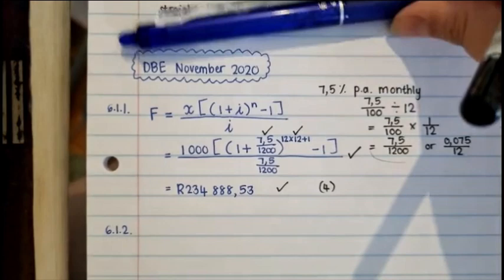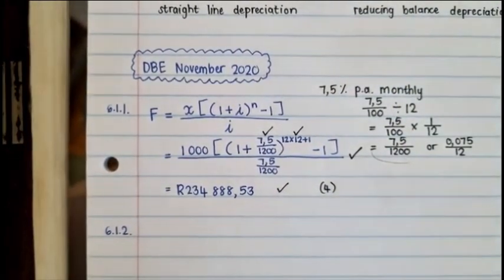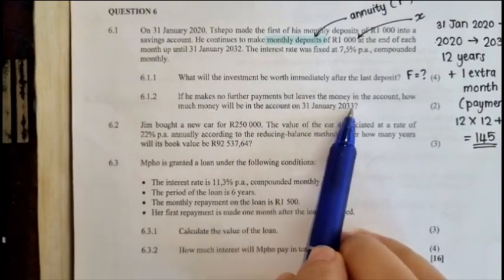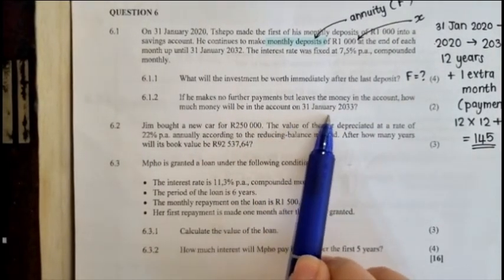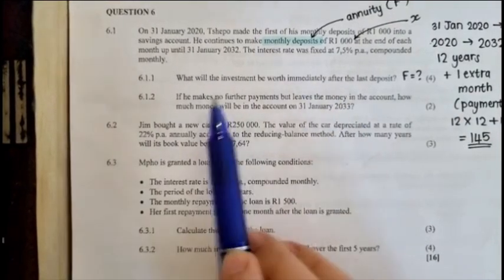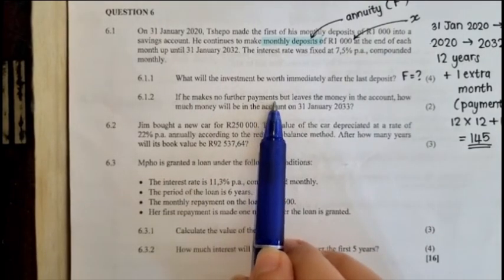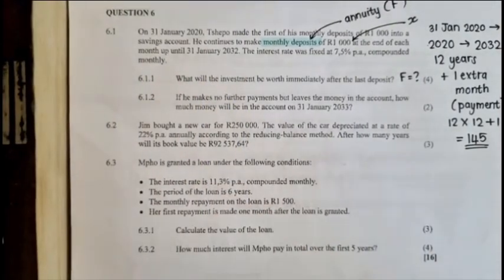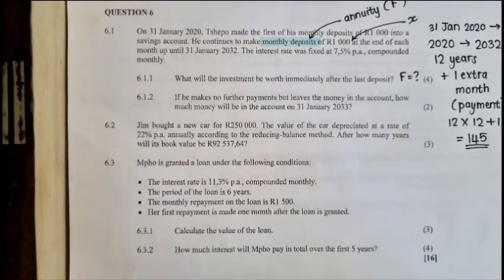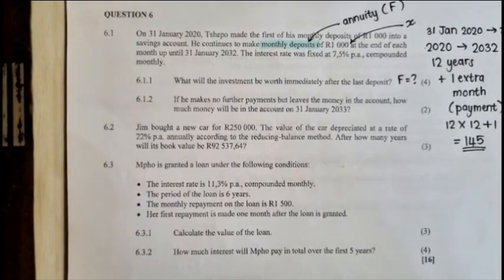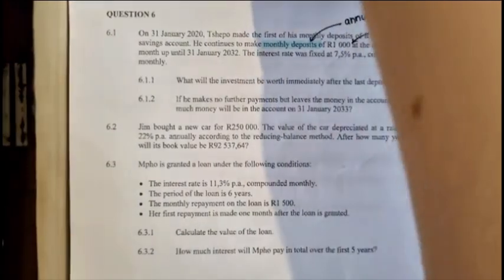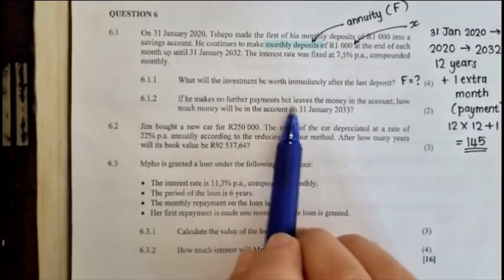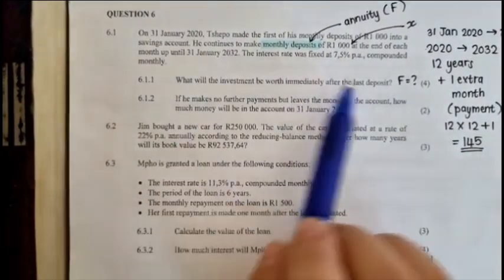All right, then 6.1.2. Let me see, where are these questions? 6.1.2. Okay, if he makes no further payments but leaves the money in the account, how much money will be in the account on 31 January 2033? So this is now exactly 1 year later. They're saying he makes no further payments. All right, so that means that this is now no longer an annuity. It was an annuity all the way to the 31st of Jan 2032, but now he's just leaving the money in the account. Now what happens when your money is in a savings account is that it earns interest. So now we're just going to use our compound interest formula, and what we're going to do is add 12 months, 1 year, worth of interest to the answer that we got in 6.1.1.